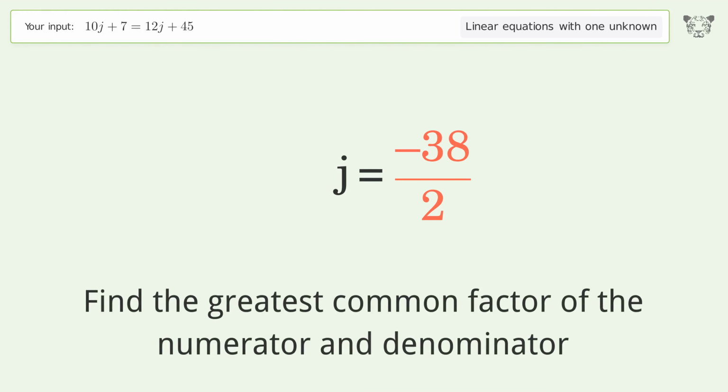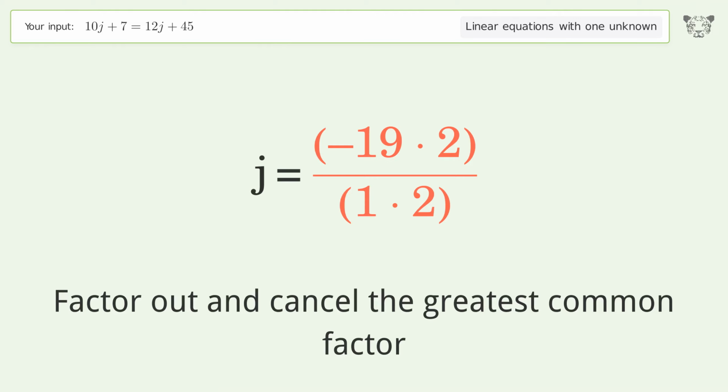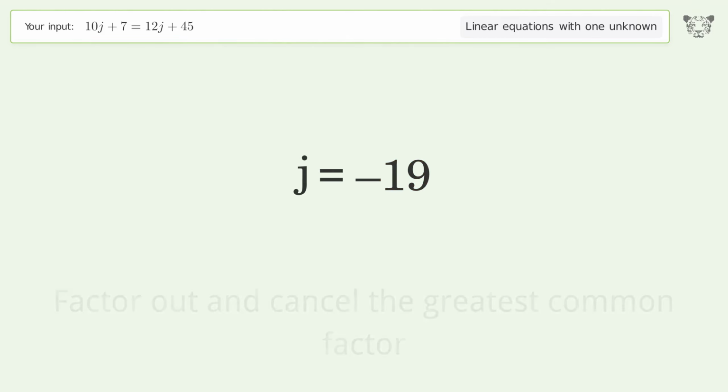Find the greatest common factor of the numerator and denominator. Factor out and cancel the greatest common factor. And so the final result is j equals -19.